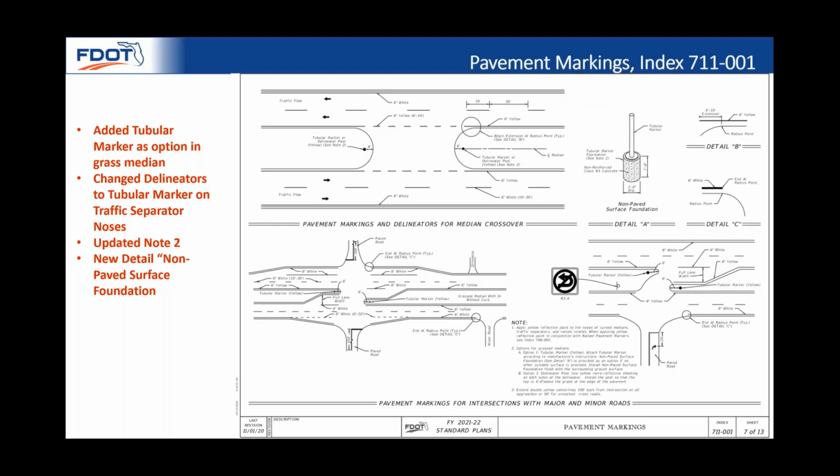Here you can see the final updates. We clarified application limitations for delineators on grass medians in Note 2. We added tubular marker as an option with reference to new Note 2 in the median detail. We added the new Detail A and changed delineator to tubular markers on traffic separator noses.